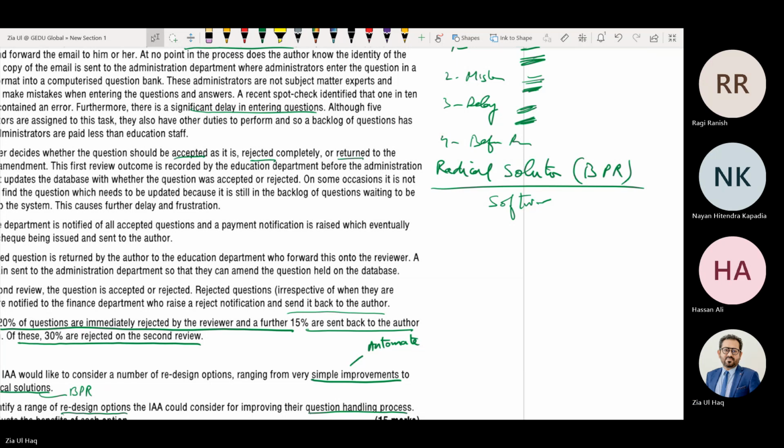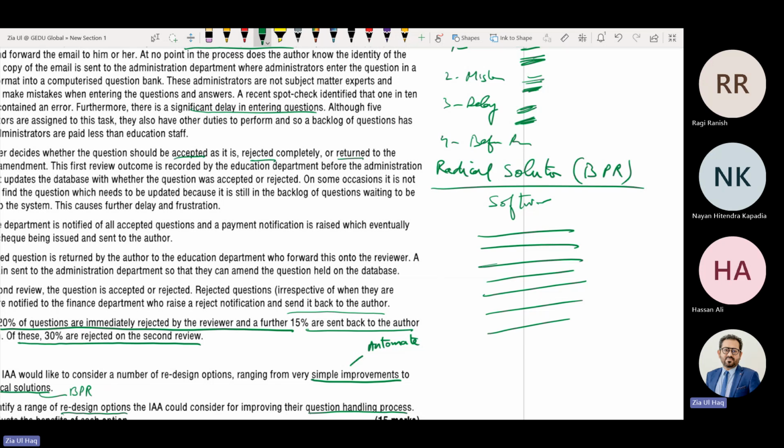BPR. For this, we need to write down lines, a paragraph. We need to explain what the software will do, how it will perform. 15 marks. 15.